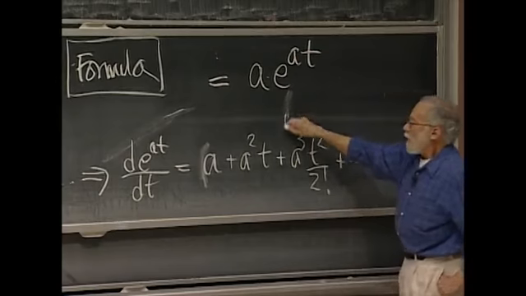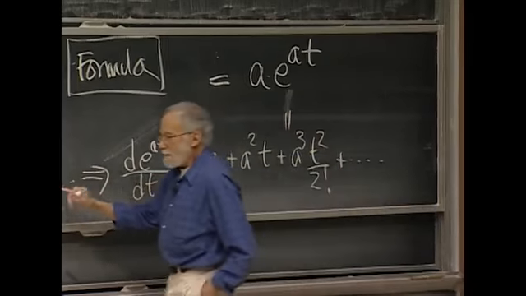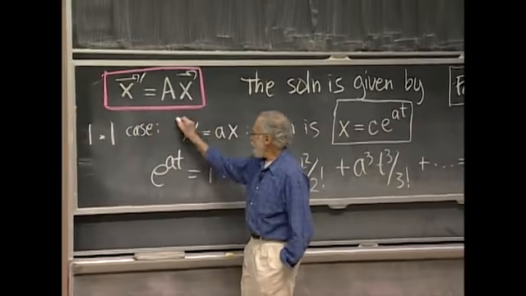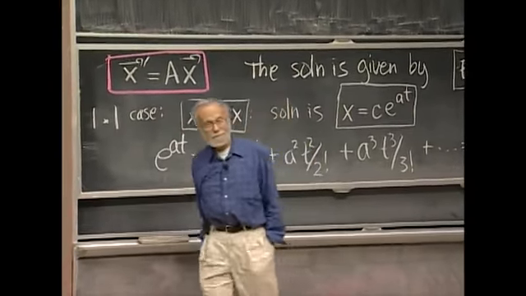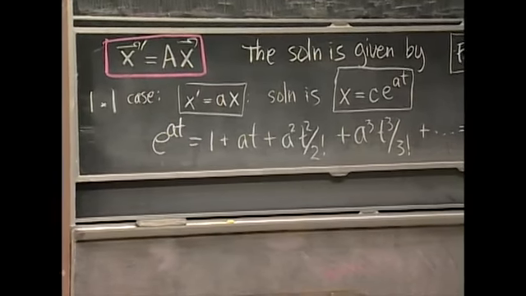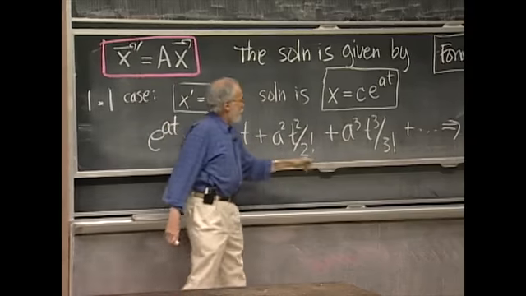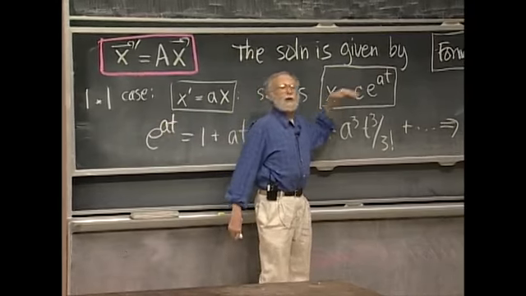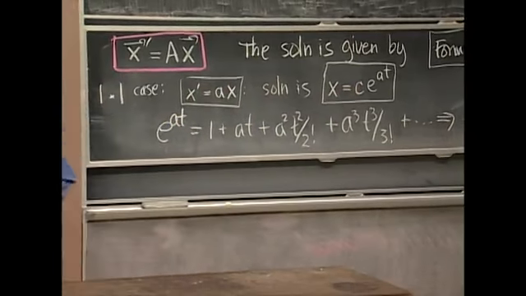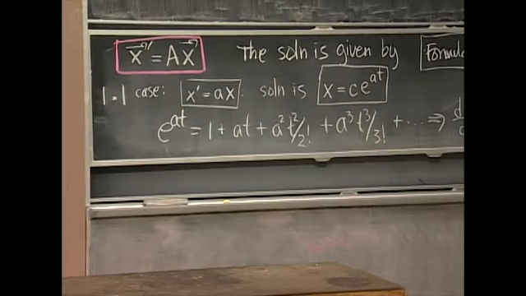In other words, by using the series definition of the exponential, and by differentiating it term by term, I can immediately see that it satisfies this differential equation. What about the arbitrary constant? Well, if you like, you can include it here, but it's easier to observe that by linearity, if e to the at solves the equation, so does the constant times it, because the equation is linear.